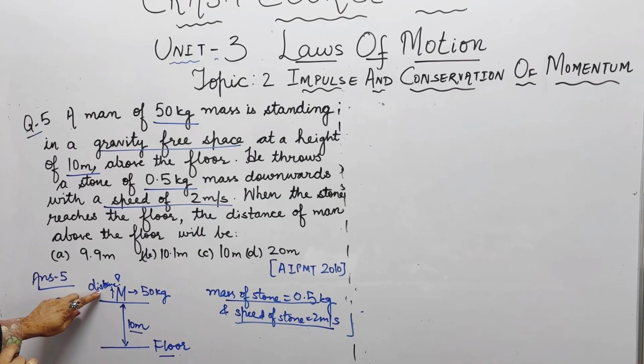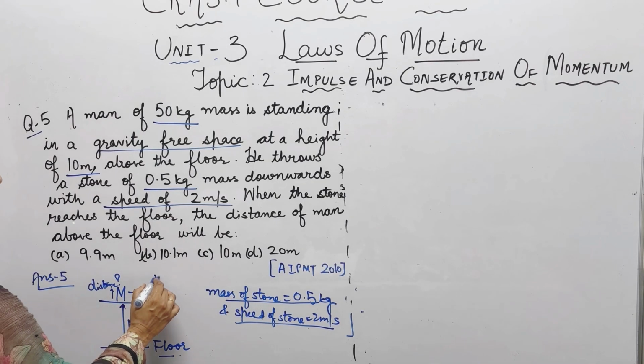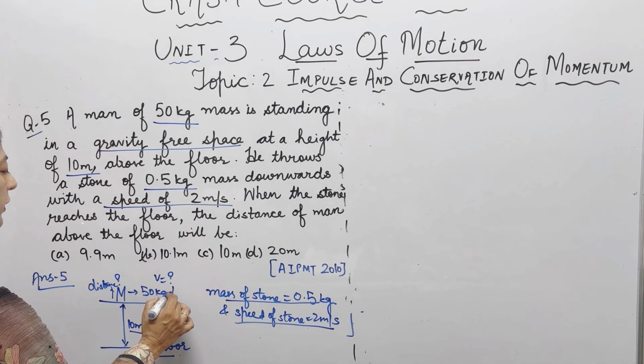To find the distance, we will be needing the velocity and the time with which it is moving upward. The velocity of this man has not been given, so we require velocity and time.